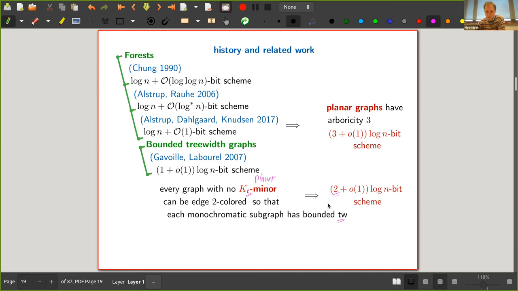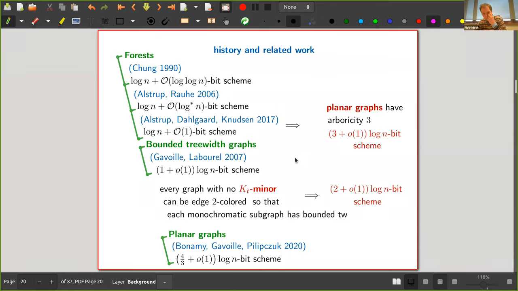And that was actually the state of the art for many years until in 2020, we have a result published by Marthe Bonamy, Cyril Gavoille, and Michał Pilipczuk, where they got a breakthrough. They lowered this 2 to 4/3.